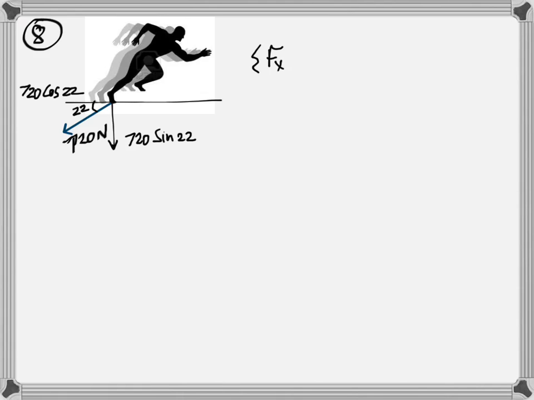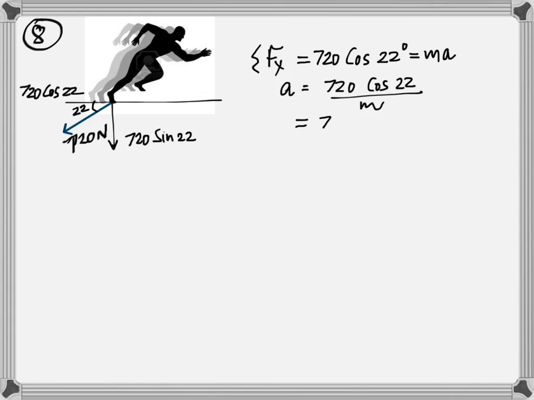Number 8, the sprinter is pushing against the starting block at 22 degrees with a force of 720 newtons. Resolve that into the two components. Take the force along the x-axis. There's only 720 cos 22, which should be equal to mass times acceleration. So rearrange to find the acceleration.